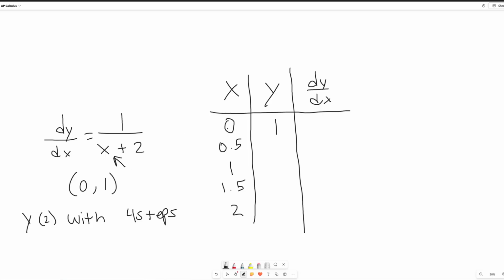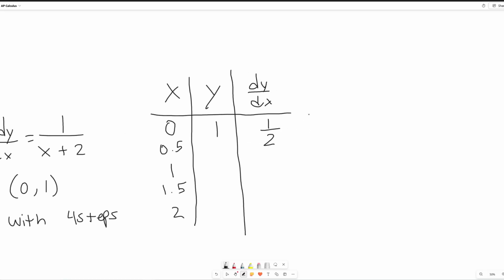X equals 0 into here. The slope is going to be 1/2. Okay. So, y minus 1 equals 1/2 times x minus 0. You plug in 0.5. 1/2 times 0.5 is 1/4. That means y equals 1.25 over here.